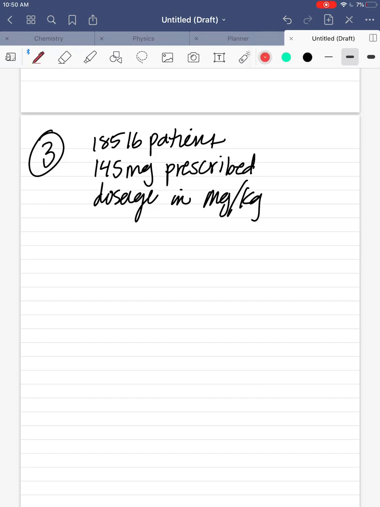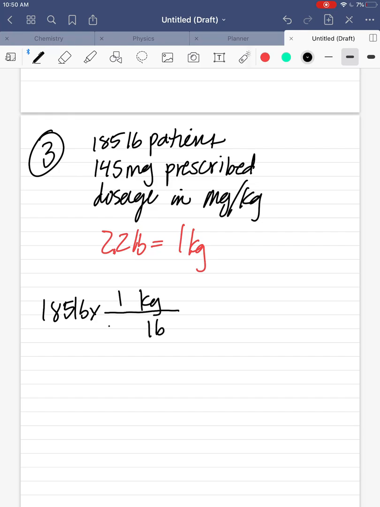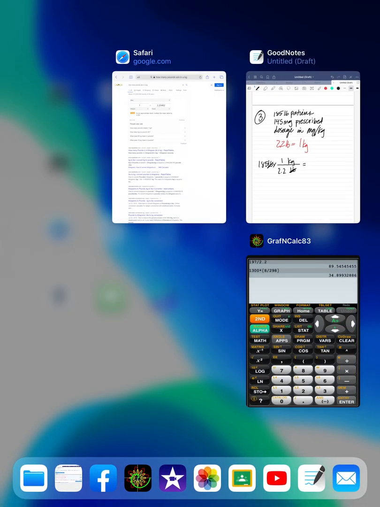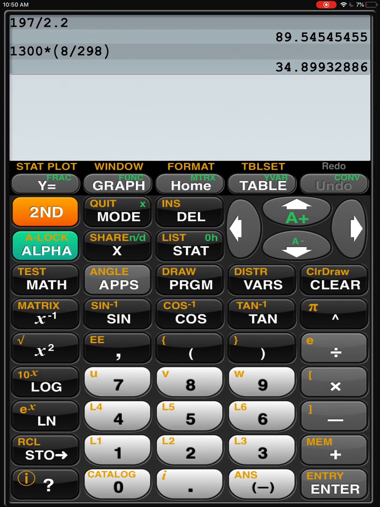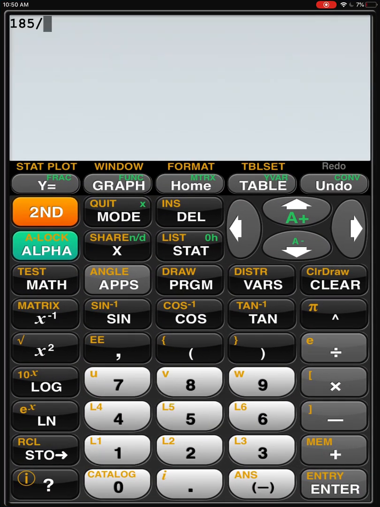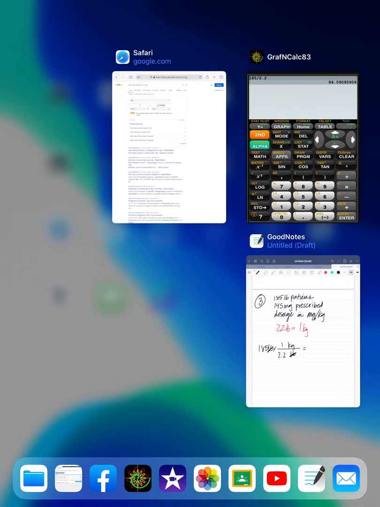So 2.2 pounds is equal to 1 kilogram. Okay, we talked about that earlier. All right, let's set this up. You write down what's given. I need to convert these pounds into kilograms, so pounds goes here, kilograms on top. 1 kilogram over 2.2 pounds. Mark out pounds. You do 185 divided by 2.2, which is 84.09.